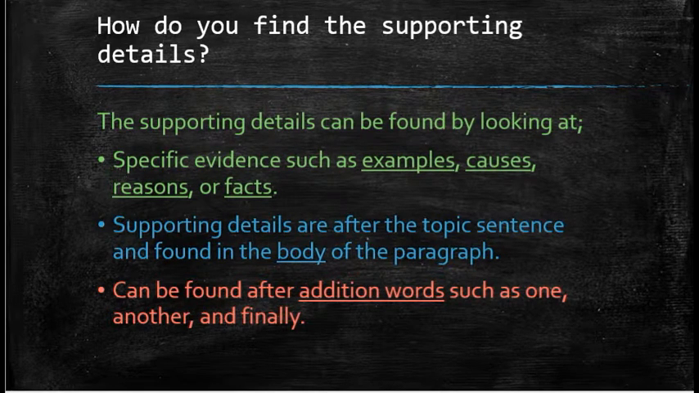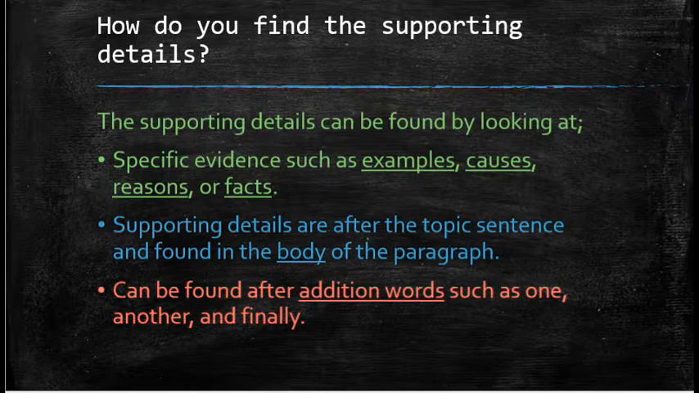I know that you did that actually last week with Mrs. Ripley when you were finding the number words in the reading passages. Those would definitely be supporting details. And in fiction stories, you might find some cause and effect, some reasons for something, some examples that the characters give, something like that. Supporting details are after the topic sentence and can be found in the body of the paragraph. So that gives you an idea of where you would be finding these.